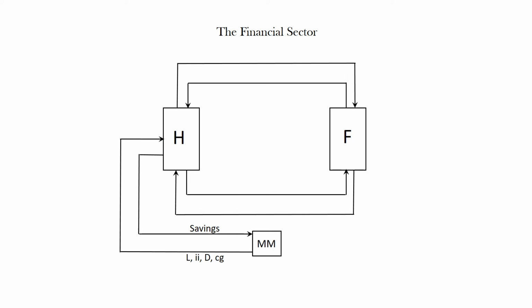These labels on the flow from the money market to the household are as follows. L stands for loans. II would stand for interest income. D would stand for dividends. And CG would stand for capital gains.